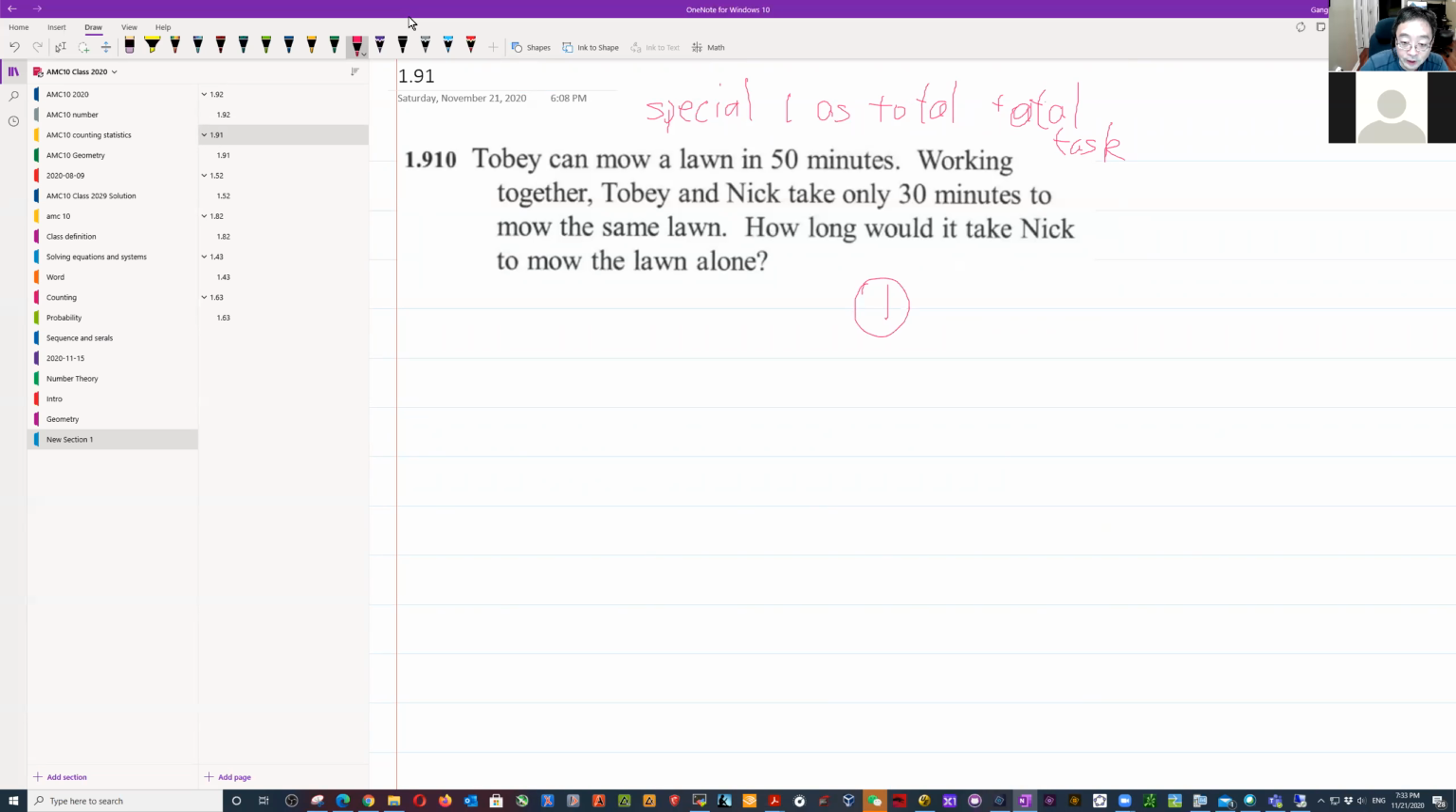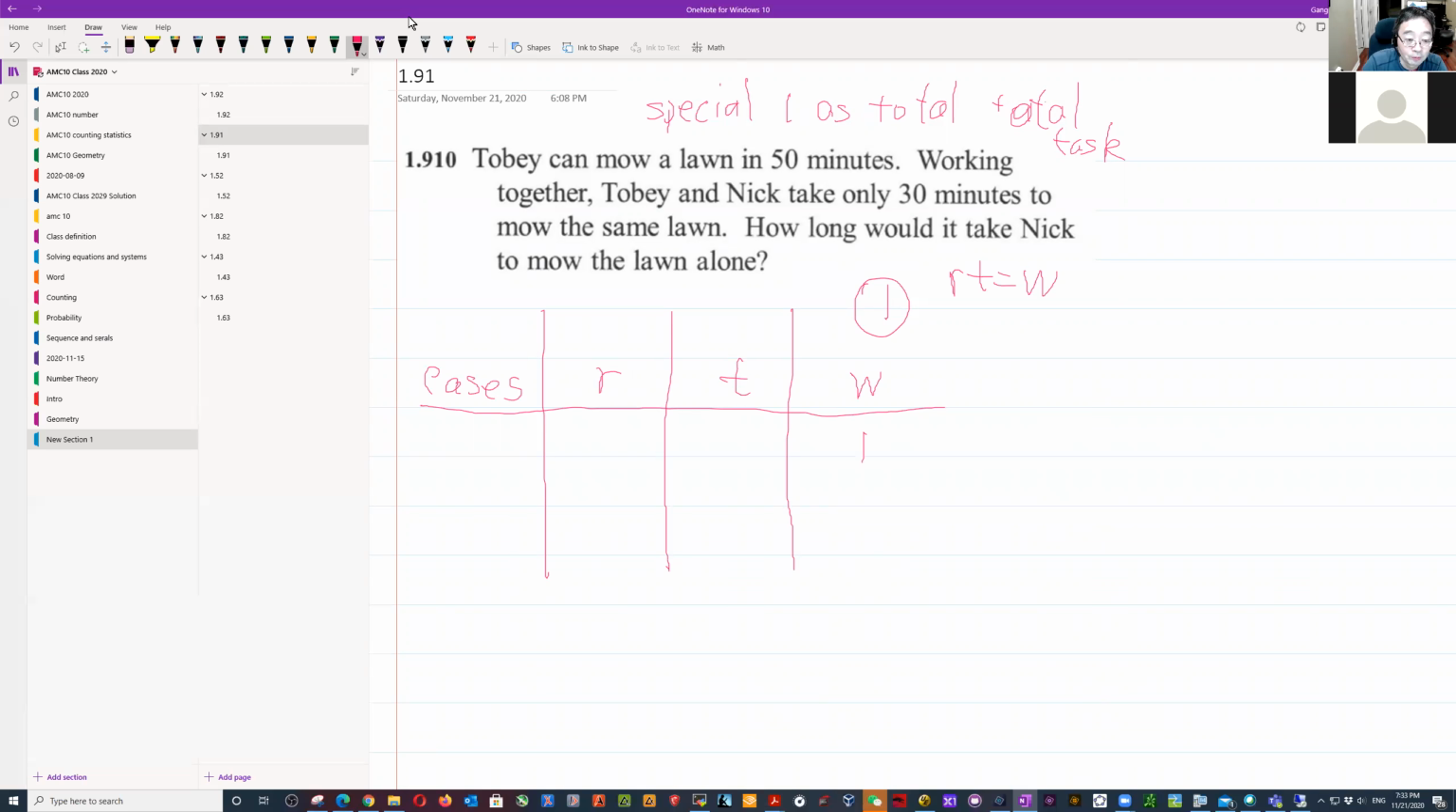1 is the whole lawn, the same lawn we are repeatedly mowing. And so we use the formula RT equals W, where W is the work. We still produce a table with four columns: the cases, the rate, the time, and the work. And the work is 1 in all the cases.